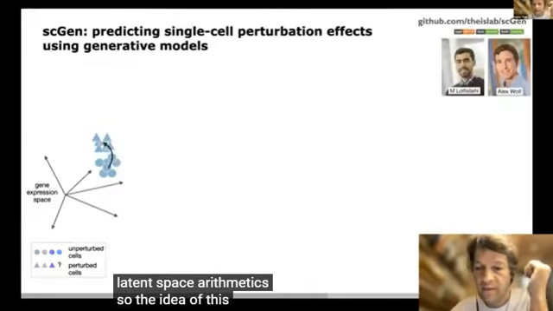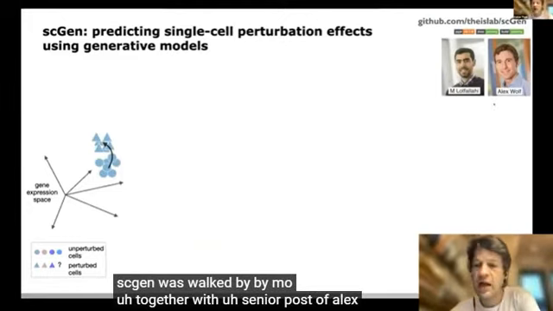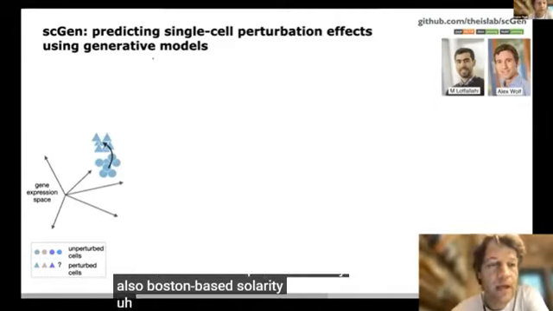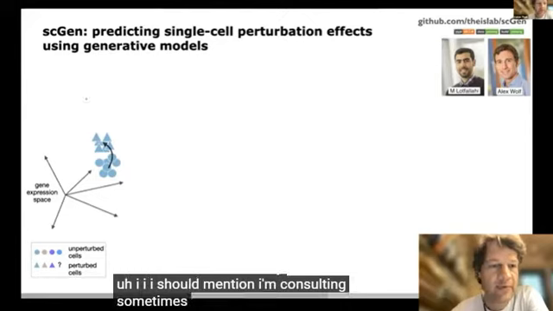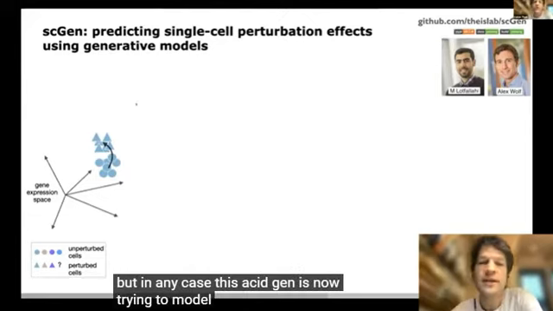And that would be the architecture, just latent space arithmetics. So the idea of this thing we call SCGen was worked by Mo together with senior postdoc Alex, who moved on to a startup that's actually also Boston-based, Celeri. I should mention I'm consulting sometimes for them, so I don't want to make advertisement for them. But in any case, this SCGen is now trying to model these perturbation effects.